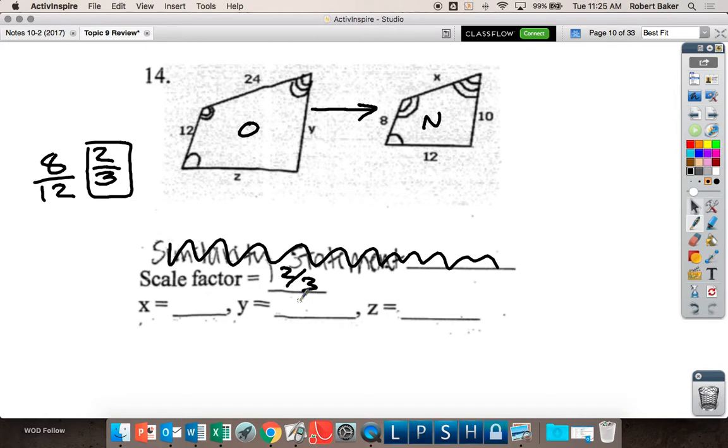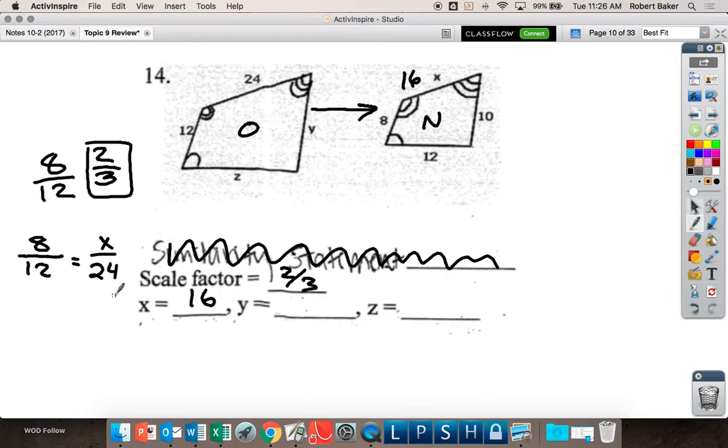So 12 times 2/3 is 8. 24 times 2/3 is 16, which makes this number right here. That's using a scale factor to find the length. 24 times 2/3, 16. If you don't believe me, you can do new shape over old shape equals, and you get the exact same answer with just a lot less mathematics. Because this is 2/3.